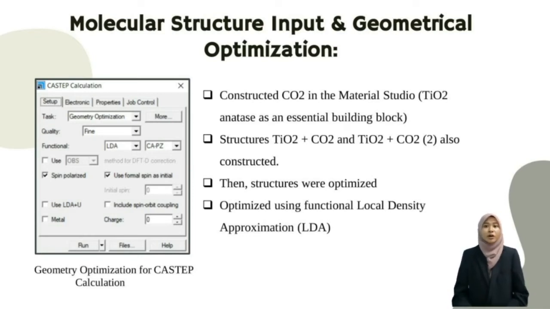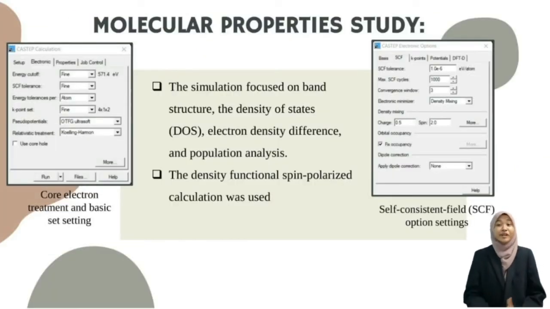The structures were then optimized using the geometrical optimization option in the CASTEP simulation to ensure structural stability. The geometry for this experiment was optimized using the functional local density approximation, known as LDA. Several parameters of the CO2 reduction molecule were studied to comprehend the CO2 reduction process in TiO2 thin film. The simulation focused on band structure, density of states, electron density difference, and population analysis. The density functional spin polarized calculation was used to explore the molecular characteristics of the CO2 reduction process.